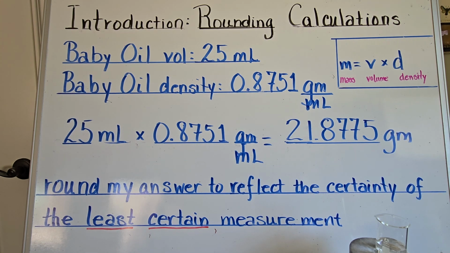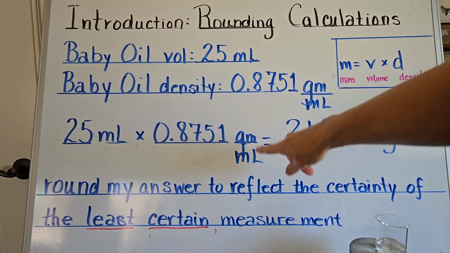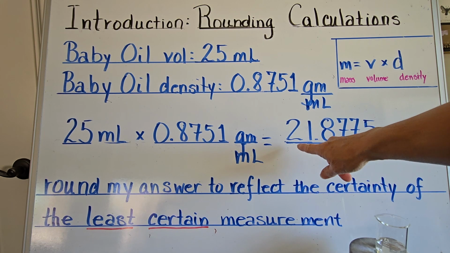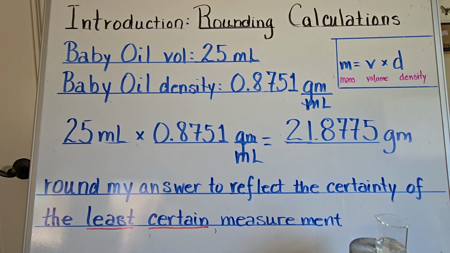Remember, in doing our calculations here, I am expressing my data as unit factors, which expresses them basically in fraction form. This will help with our calculations. So I put the numbers in my calculator and I came up with 21.8775 grams. But can I really express my answer to this degree of certainty?